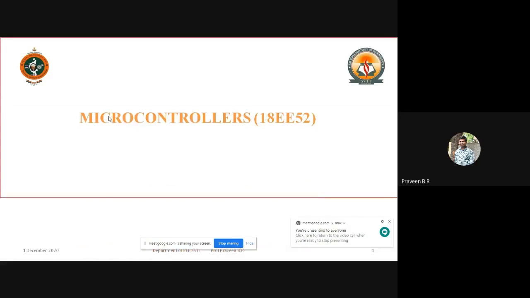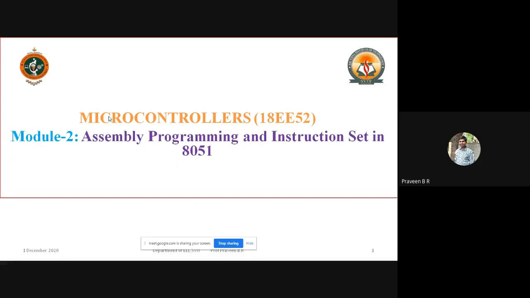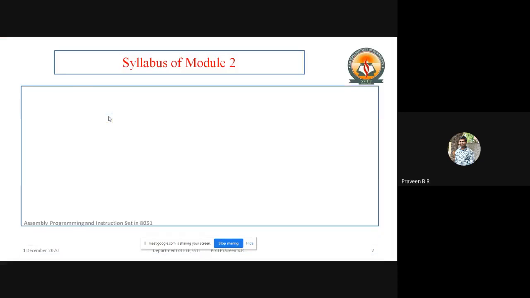Today we are learning module number 2 under microcontrollers 18EE52. The title of the module is Assembly Programming and Instruction Set in 8051. In this video, you are going to learn only the instruction set of the data transfer function. So let us start with the data transfer instructions.